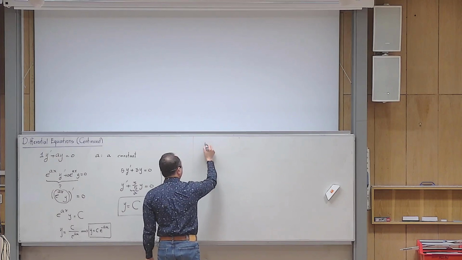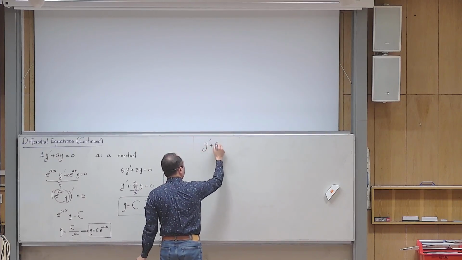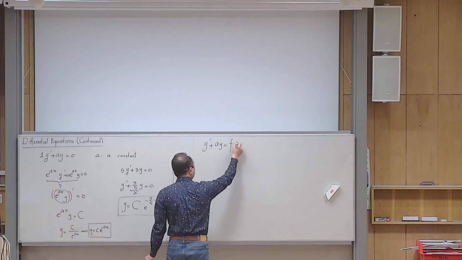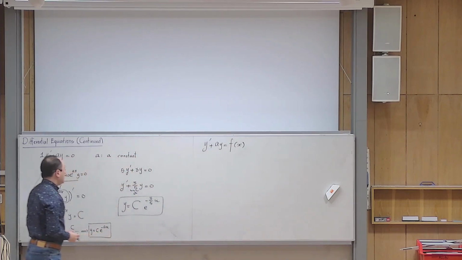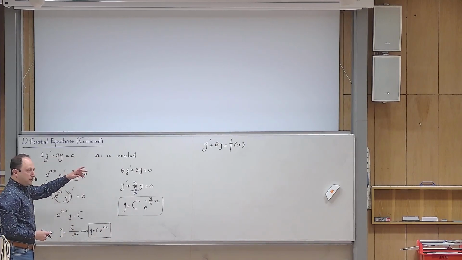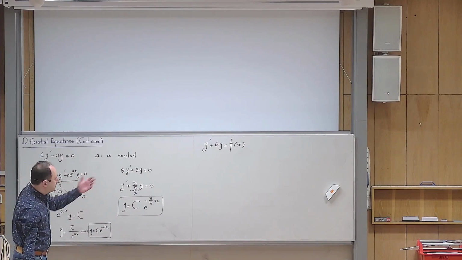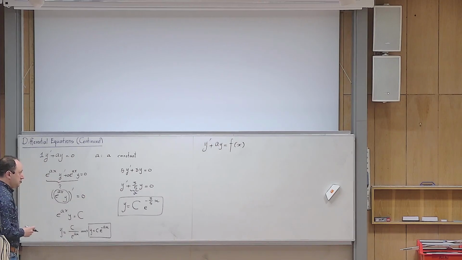But if I want to make it a little bit more interesting, which in the book you are also discussing, what happens if on the right-hand side, instead of having a 0, I have a function? That becomes a little bit more interesting. We want to discuss that today.